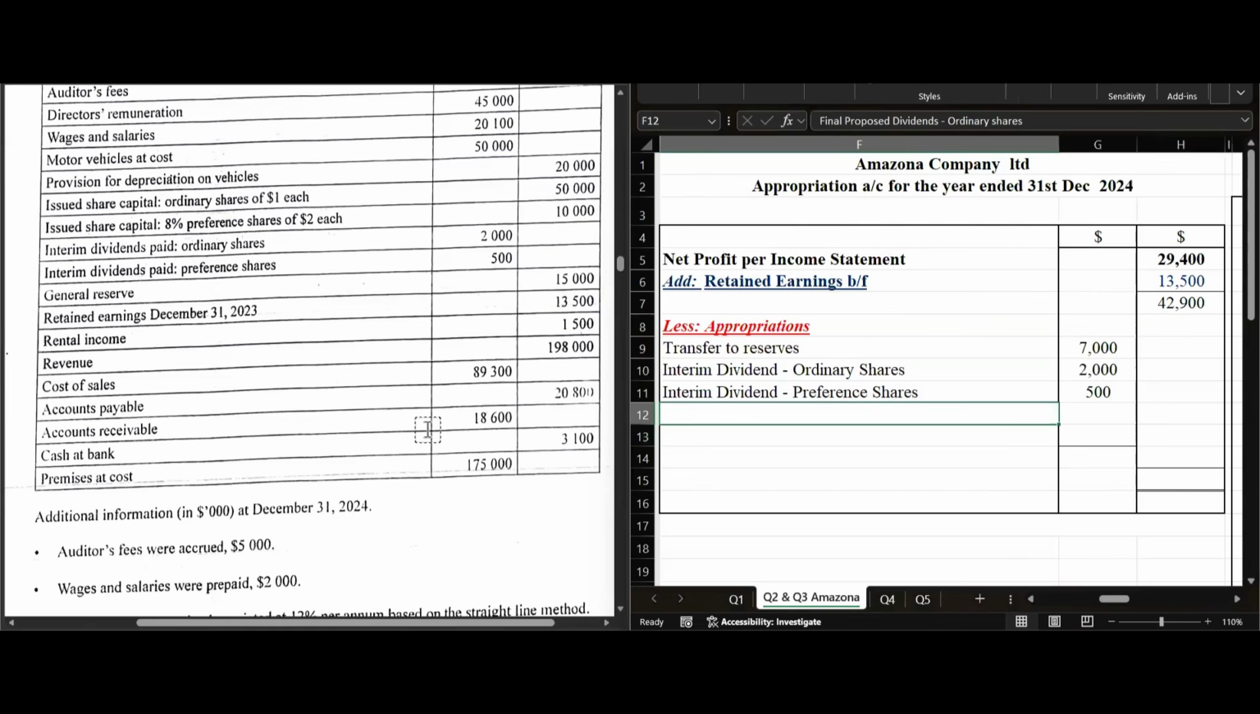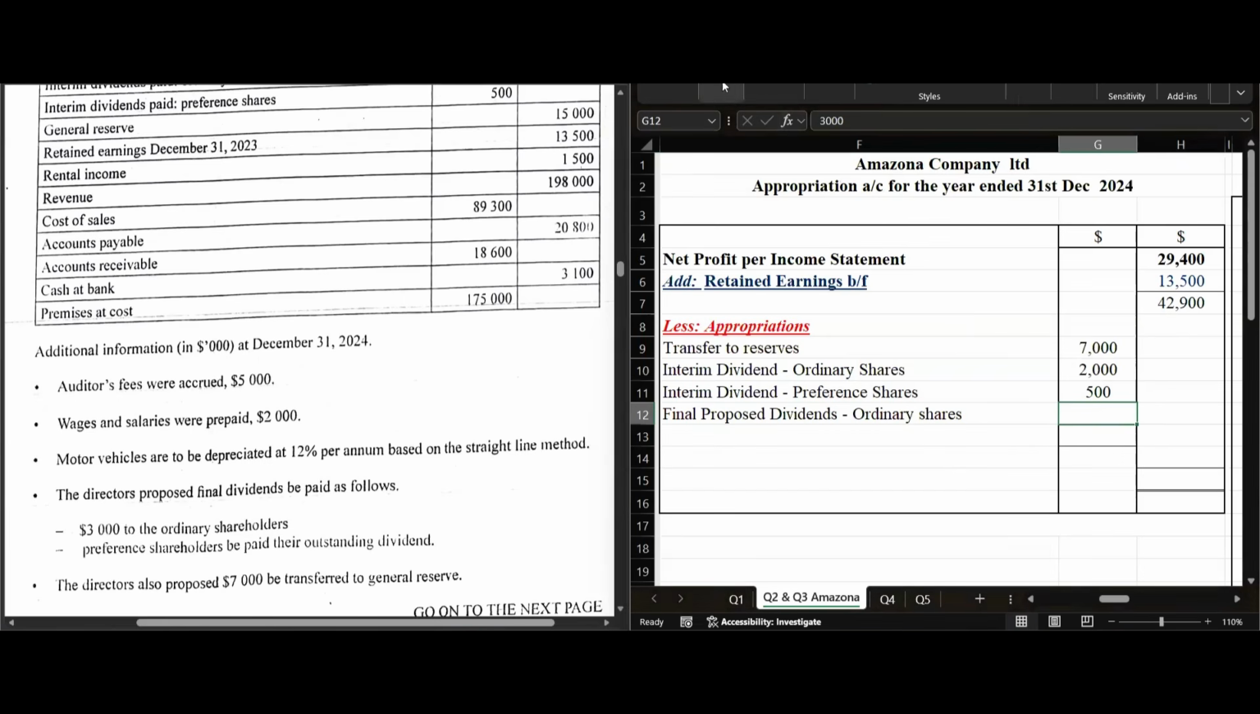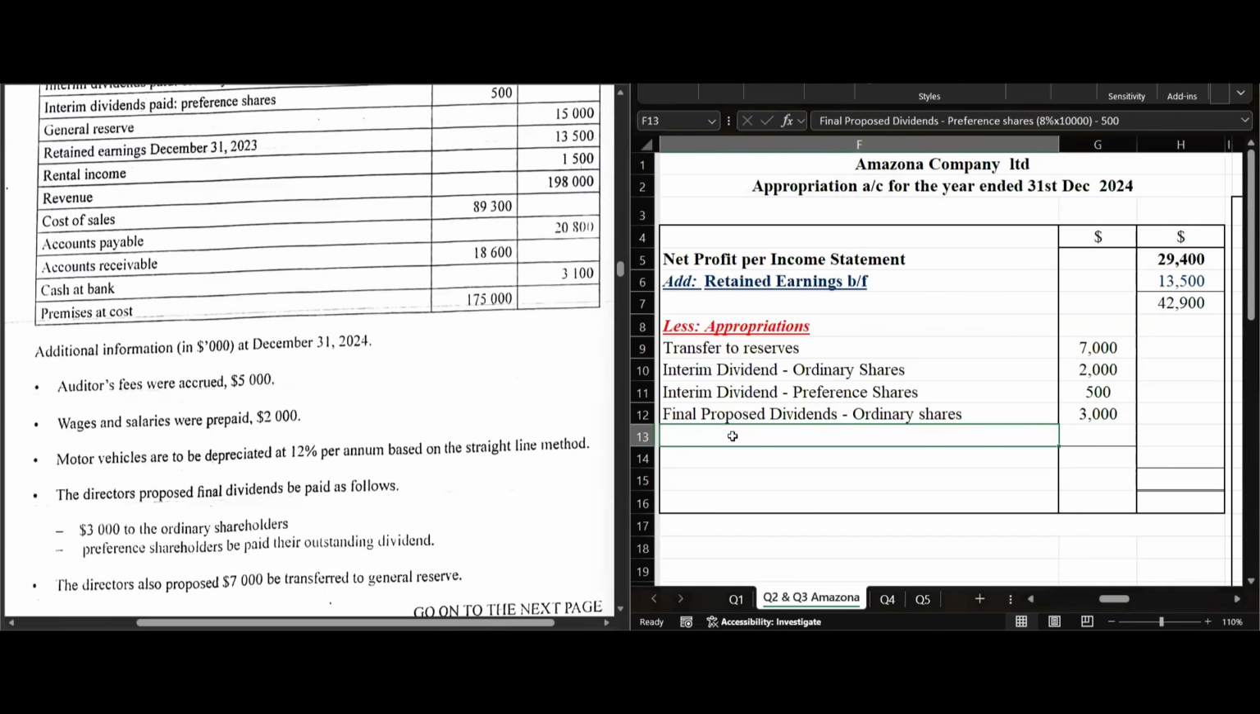Now, at the end of the year, we are saying that the directors propose final dividends to be paid as follows. The final dividend being paid to ordinary shareholders would be 3,000. Great. And the directors propose that final dividends be paid out to the preference shareholders on the outstanding amount. Now, guys, you have to look to see what was the outstanding amount owed to preference shareholders.